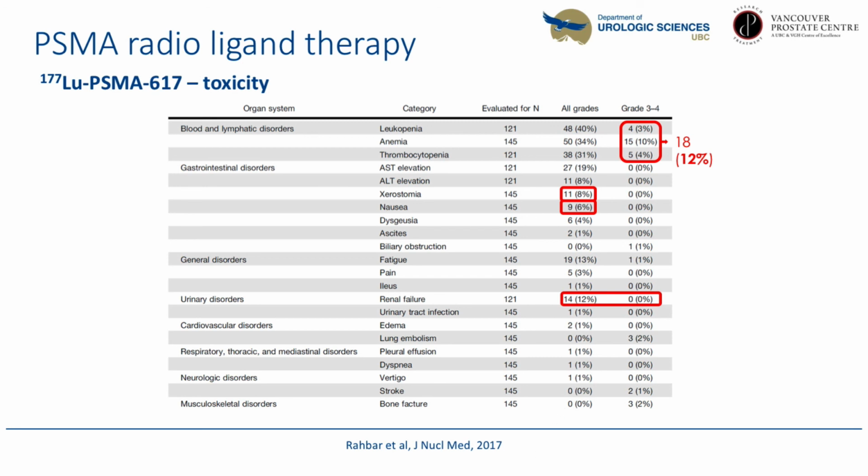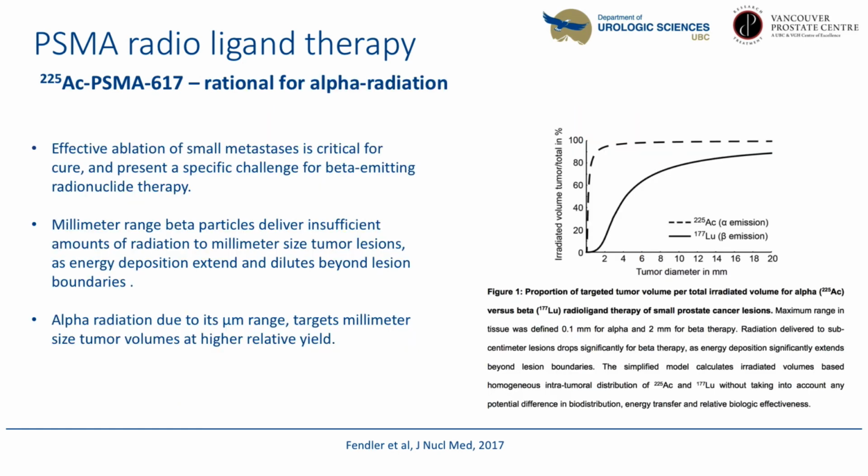So what's now the rationale to move even beyond lutetium and go to actinium? Of course, these are agents that are used in patients who exhausted approved treatments, but when we think of something that's maybe used earlier on in clinic or maybe even should cure our patients, then we definitely need something that also targets small metastases. And here we actually find the limitations of beta radiation.